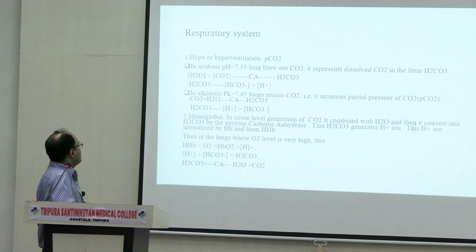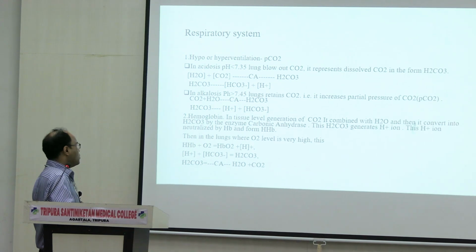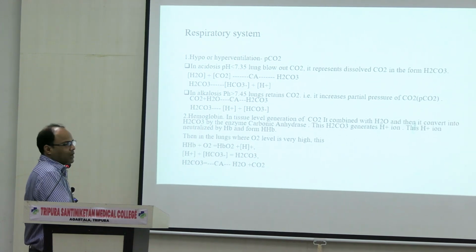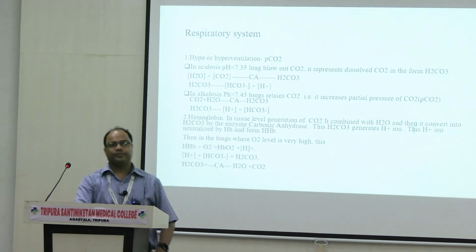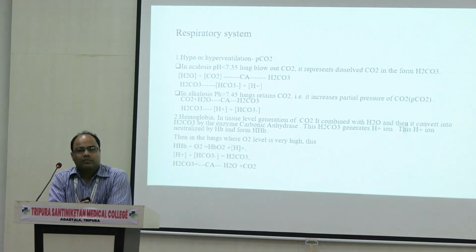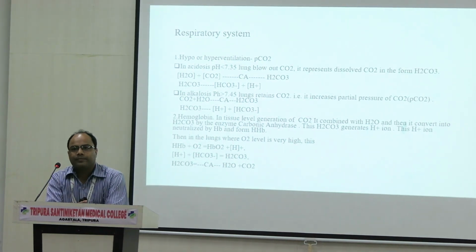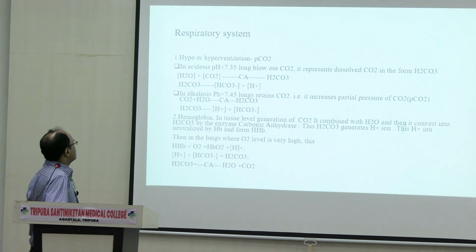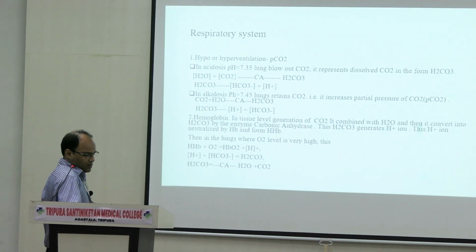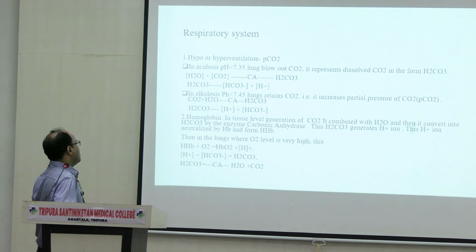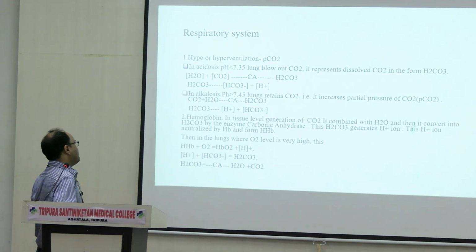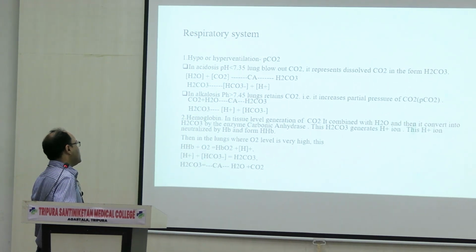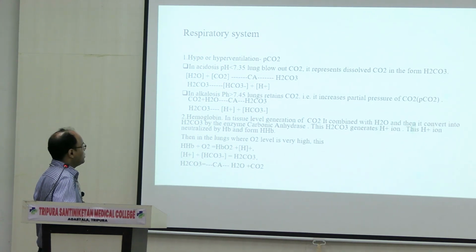By this way, acidity is corrected by hyperventilation. In alkalosis, where pH is more than 7.45, the lungs retain carbon dioxide by decreasing the respiratory rate. So there is retention of carbon dioxide, which means more carbon dioxide reacts with water and forms carbonic acid. This carbonic acid dissociates and forms bicarbonate and hydrogen ion. By this way, pH decreases.